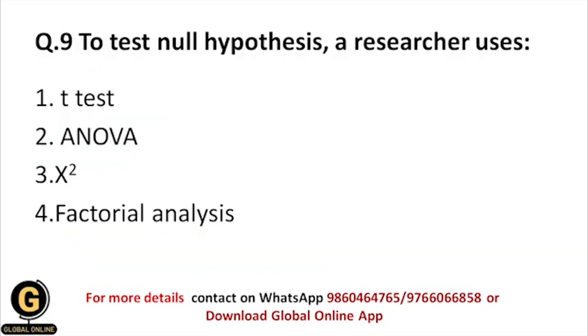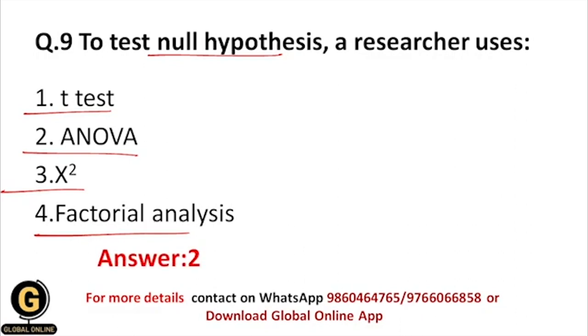To test a null hypothesis, a researcher uses. So whenever I want to test a null hypothesis, then what type of statistical technique should I use? Whether it is t-test or ANOVA or chi-square or factorial analysis. So in this situation, a researcher uses ANOVA. So let me tell you why.